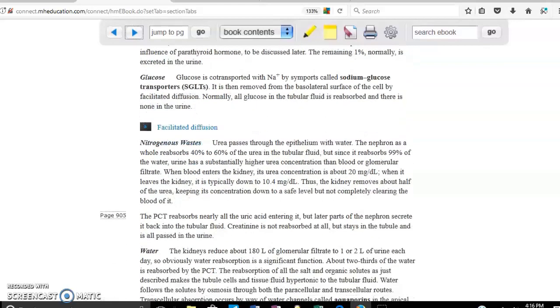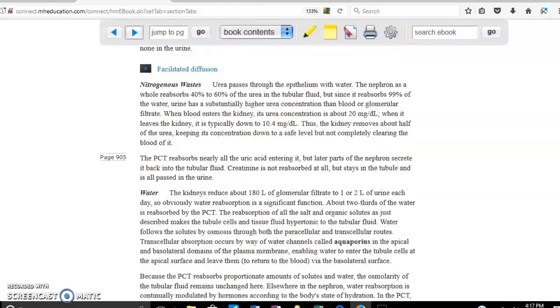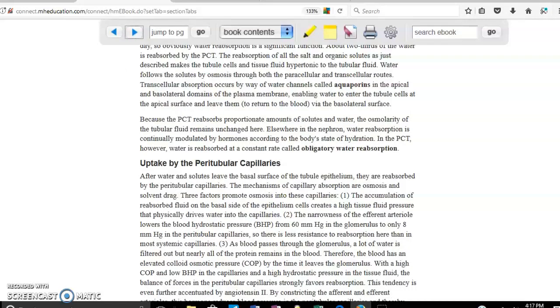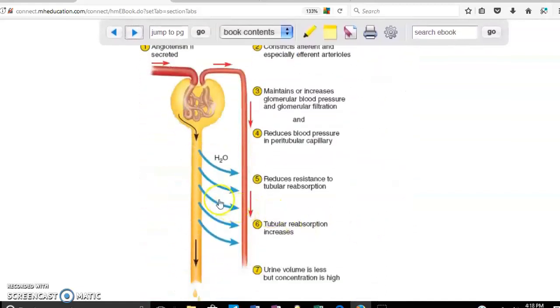Nitrogenous waste, remember we said the nitrogenous wastes are urea, uric acid, creatinine, and ammonia. Very important to remember is that we don't eliminate the whole entire nitrogenous waste. We eliminate enough in order to have a normal life. Next one is water. We said that is by osmosis. It follows, for example, sodium. Uptake by peritubular capillaries, that's by osmosis. That's what you do with water, right? Osmosis helps you reabsorb the water back into the circulatory system.